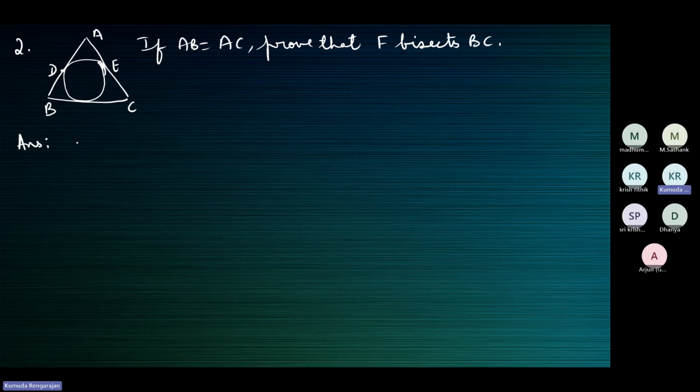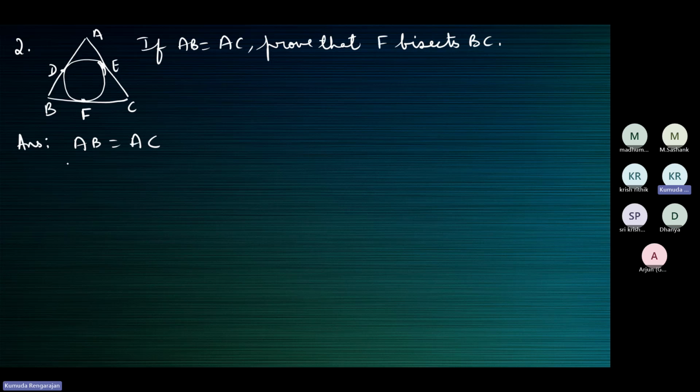If AB equals AC, the triangle is an isosceles triangle. If AB equals AC, prove that F bisects BC. Where is F? I think this should be F. Okay, prove that F bisects BC. So we are given that AB equals AC.